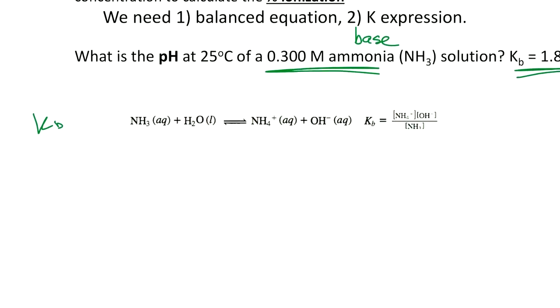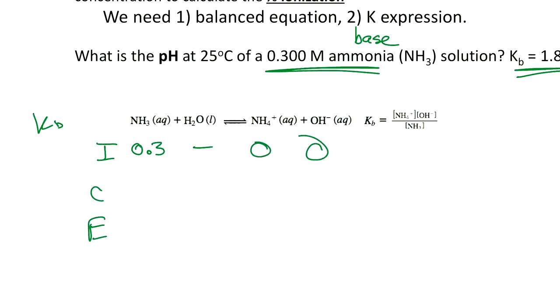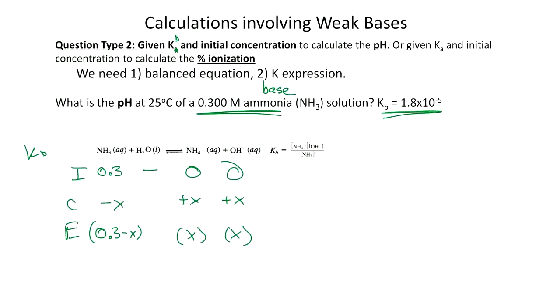So here we have our reaction. We do an ICE table. 0.3 goes in the initial, we don't care about water, 0 for all that. The reaction has to go forward: minus x, plus x, plus x. At equilibrium, it's 0.3 minus x of ammonia. We gain an x amount of the conjugate acid and an x amount of hydroxide. So what do we do now? E into K. So what do we get? Kb equals x squared over 0.3 minus x. Does this look familiar? Yeah.